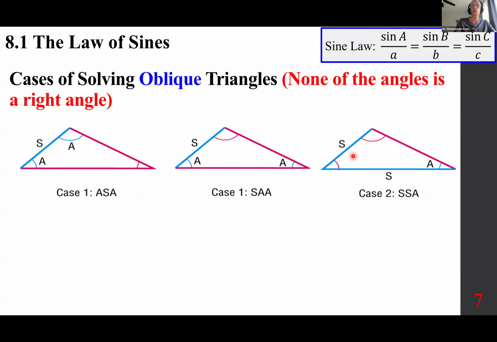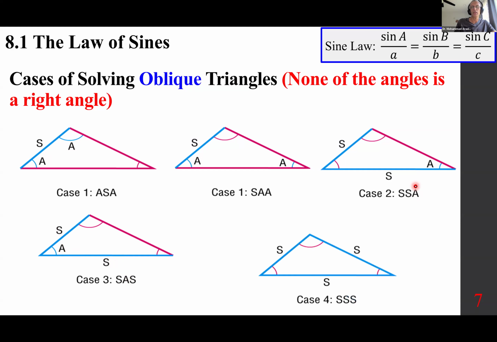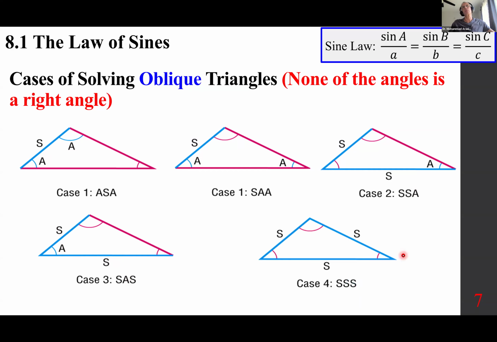Side, side, angle. Maybe two sides are given and one angle. In these two cases, two angles were given. It could be that side, angle, side, the angle is in between the two sides. So one angle is given: in this one, the angle is in between, in this one, the angle is not in between. Finally, maybe all sides are given. These are various cases that we come across, and we want to see how we approach those.